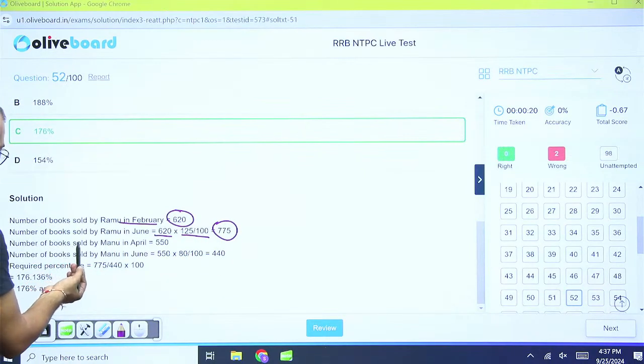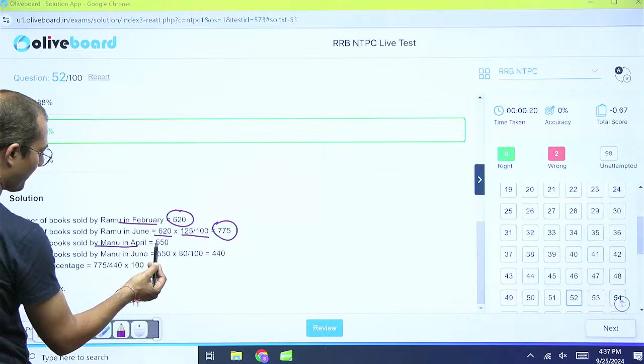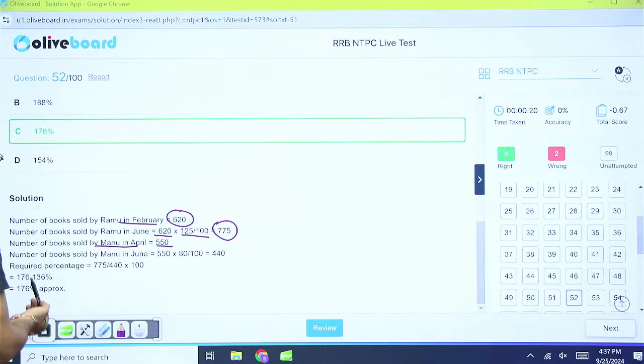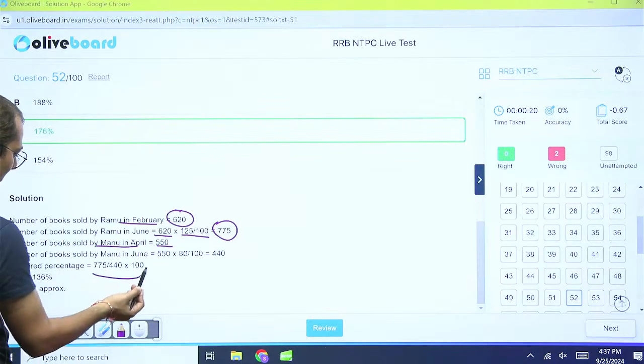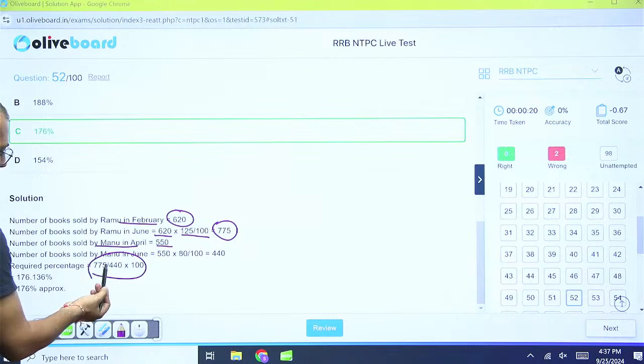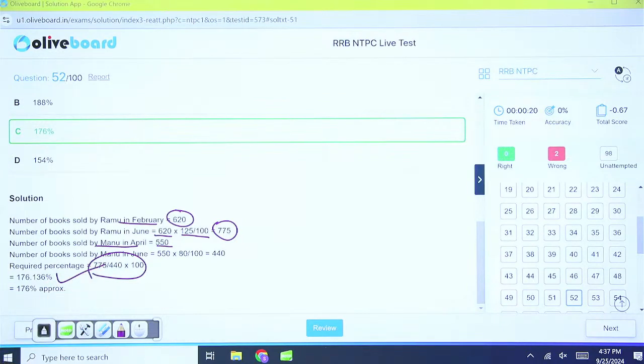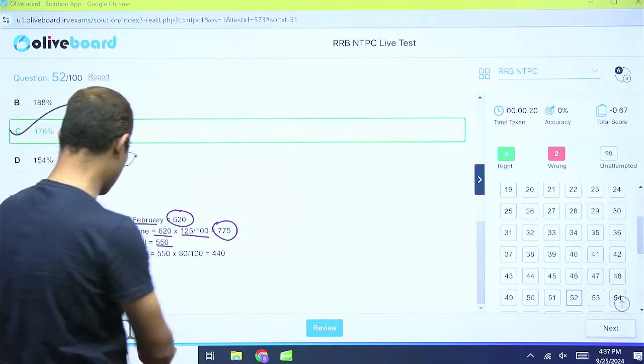So the number of books sold by Manu in April would be 550. So the required percentage is 775 divided by 440 into 100. So the answer would be 176%. Yes, C part would be the right answer. So moving to the next question.